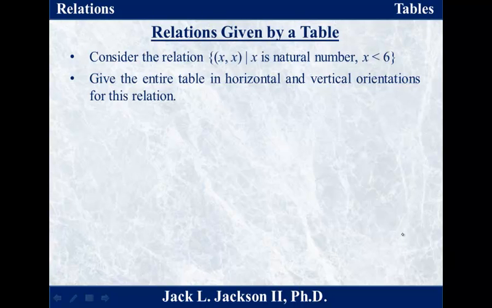So here's a relation. Consider the relation, the set of all ordered pairs of the form (x, x), such that x is a natural number and x is less than 6. Give the entire table in horizontal and in vertical orientations for this relation. Okay, go ahead and get a piece of paper out and write this table down, at least in both horizontal and vertical orientation, and then come back and check it when you're done. Press pause now.